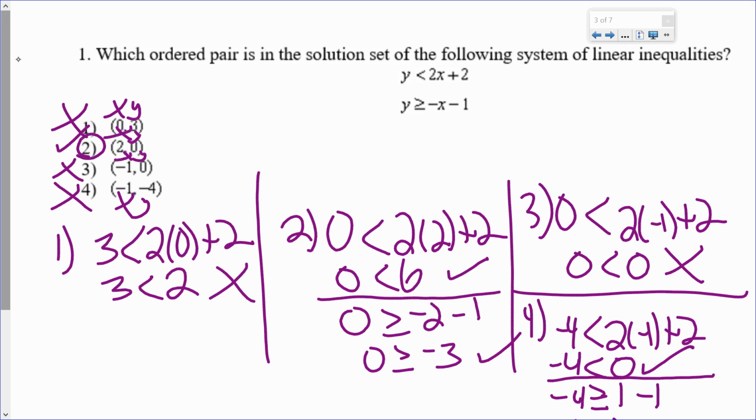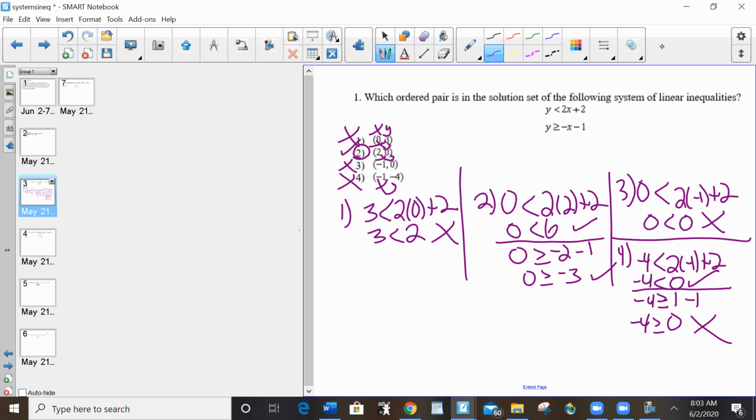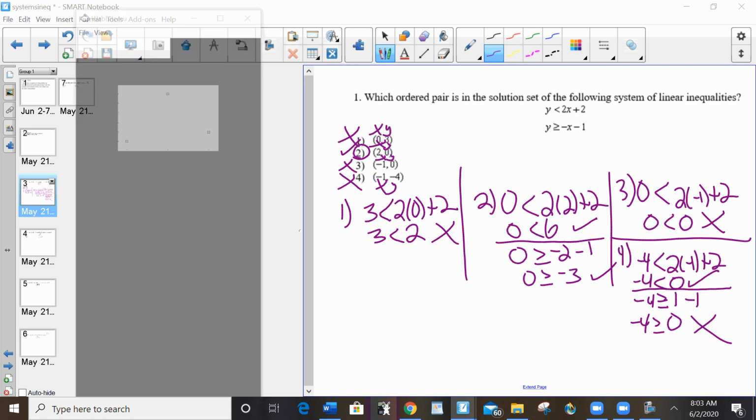So very similar to yesterday's lesson. You're just basically substituting for x and y. If it's a system, it's got to work in both. If it's an inequality, it has to satisfy the inequality. If it's an equation, it has to satisfy the equation. So I'll just show you the other way to do this. Obviously, this will not work if it's on the non-calculator section.